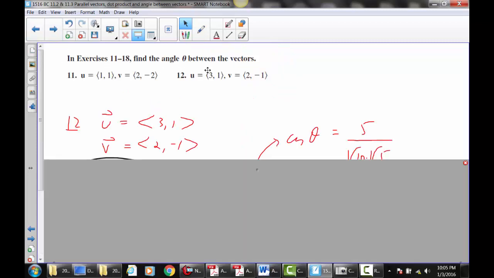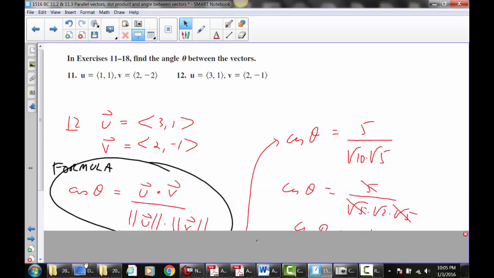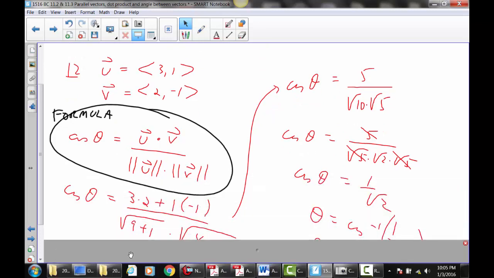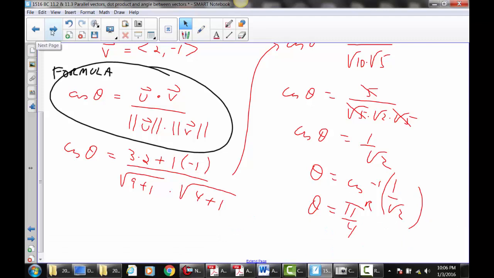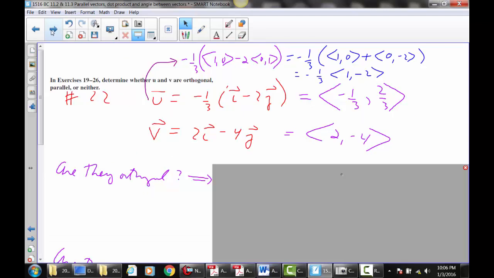Here it's actually find the angle between the two vectors, so we're going to do number 12. We start off with our formula right here. And then we have the dot product of the vectors, which is the product of the x components plus the product of the y components. The magnitude of vector u is the square root of 3 squared plus 1 squared, times the magnitude of vector v, which is the square root of 2 squared plus negative 1 squared. Simplify all that down, and then of course they actually want the angle, so we do have to take the inverse cosine of 1 over root 2, which turns out to be pi over 4.